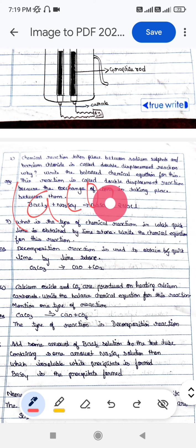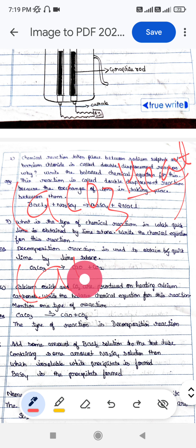CaCO3 plus heat gives rise to what? Correct? What will they give here? Calcium oxide plus CO2. The first example of this reaction is what? Decomposition reaction. A single reactant breaking down to give two or more products is called a what?